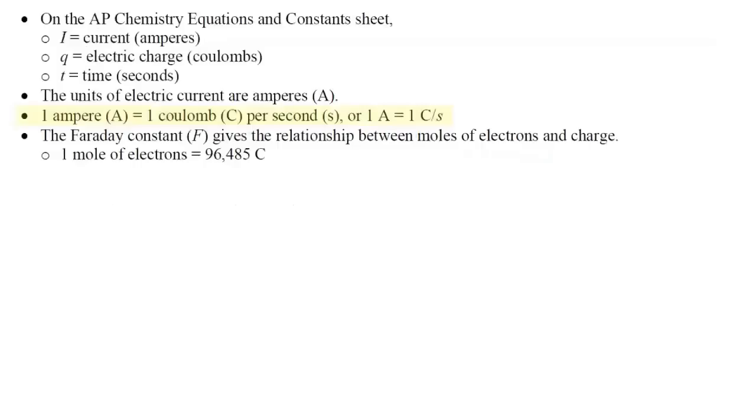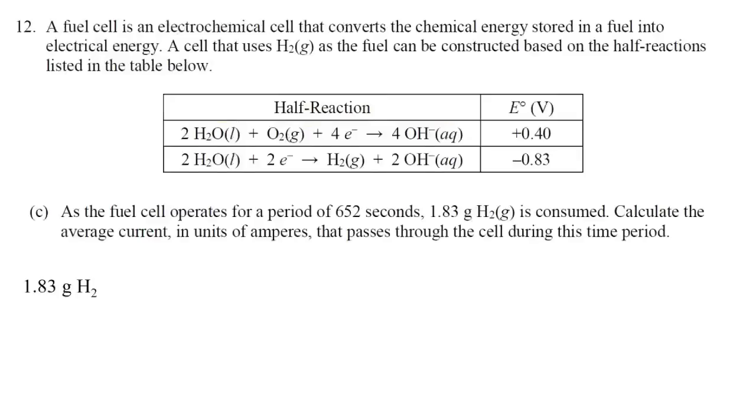So based on the definition, 1 amp is equal to 1 coulomb per second. If we can get the total number of coulombs of electric charge and then divide by the total time in units of seconds, then we can get that ratio. So coulombs per second, that's the ratio that we're looking for to calculate the average current in units of amps. So I'm going to leave the 652 seconds alone for the moment. I'll come back to that. But I'm going to start with the other number I was given, which is 1.83 grams of hydrogen gas.